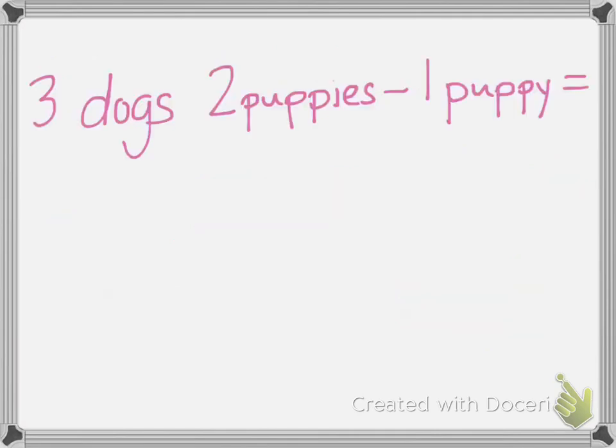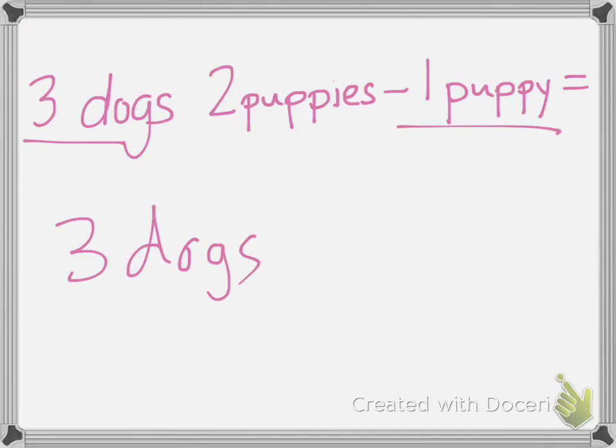So let's do another simple thing related to something that we know. If I have 3 dogs, 2 puppies, and I take 1 puppy away, how many am I going to have left? Well, I have 3 dogs, no dogs over here. I'm not taking any dogs away, so I'm still left with the 3 dogs. My dogs didn't get taken away. But puppies, puppy. I took 1 puppy away from my 2, so I'm left with 1 puppy.